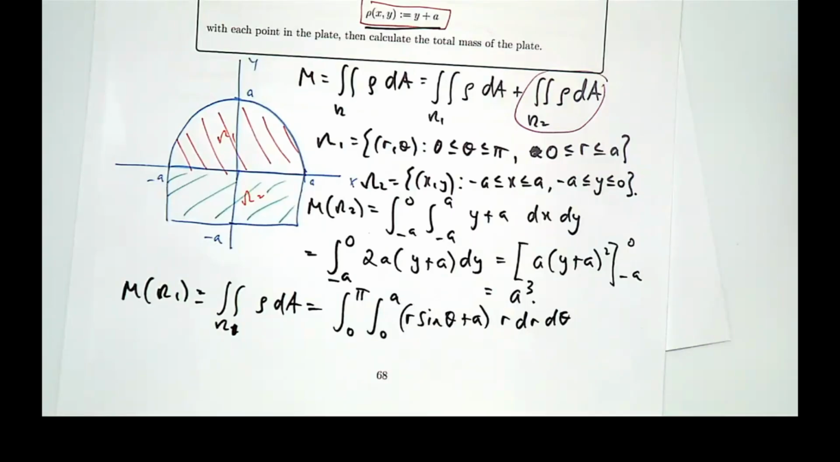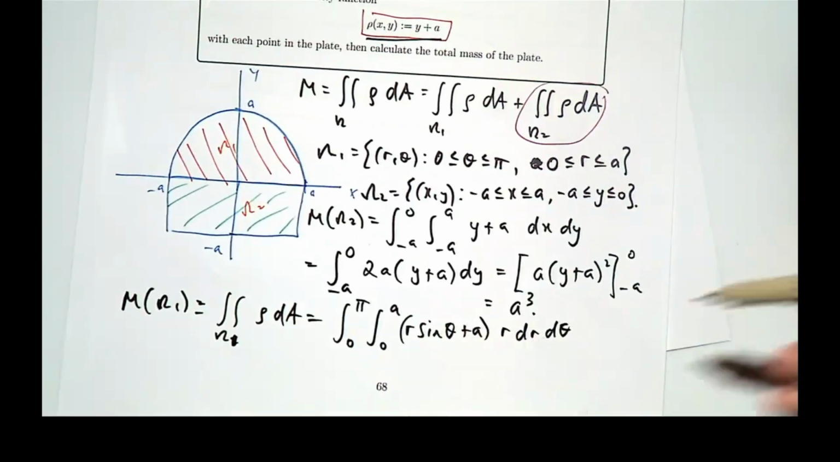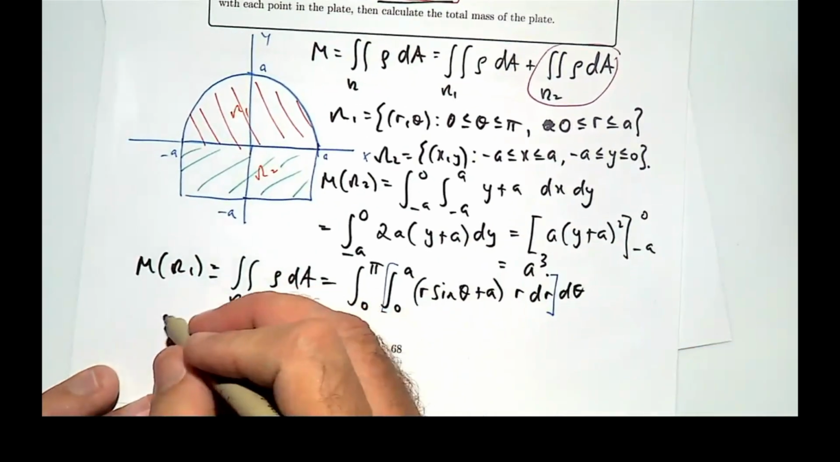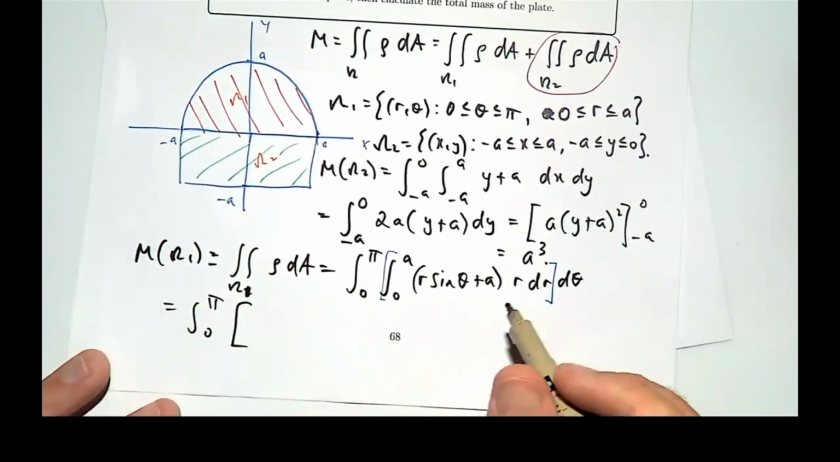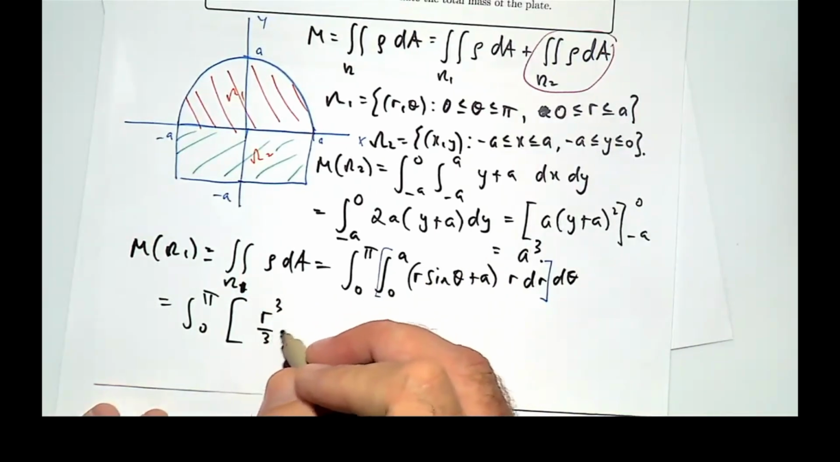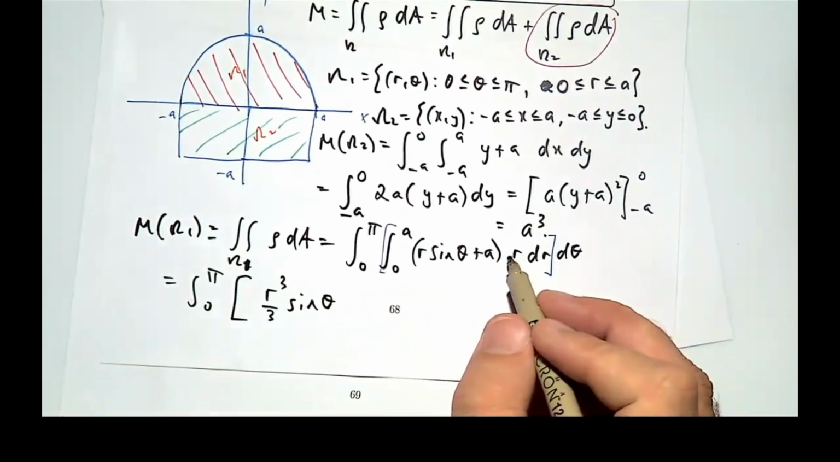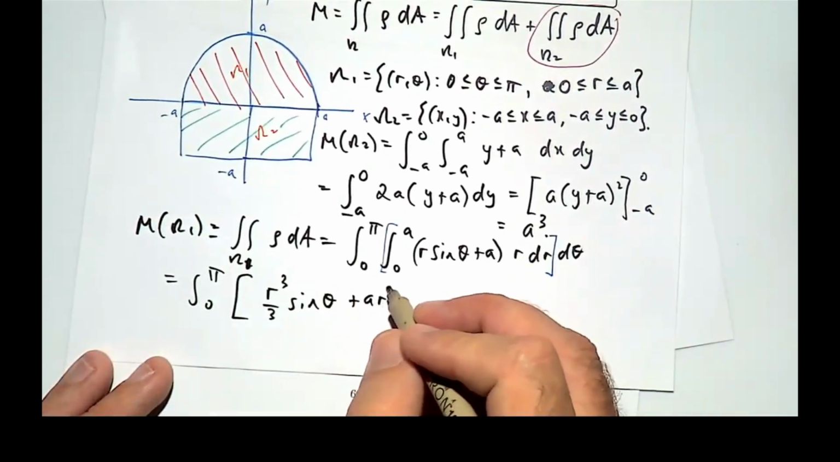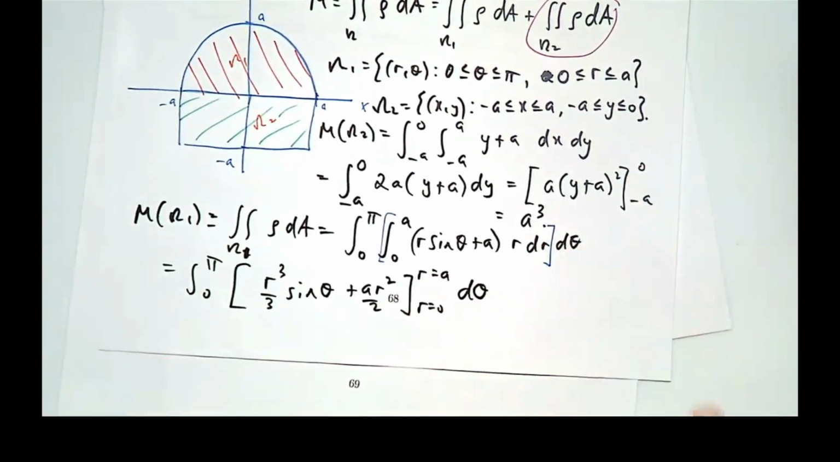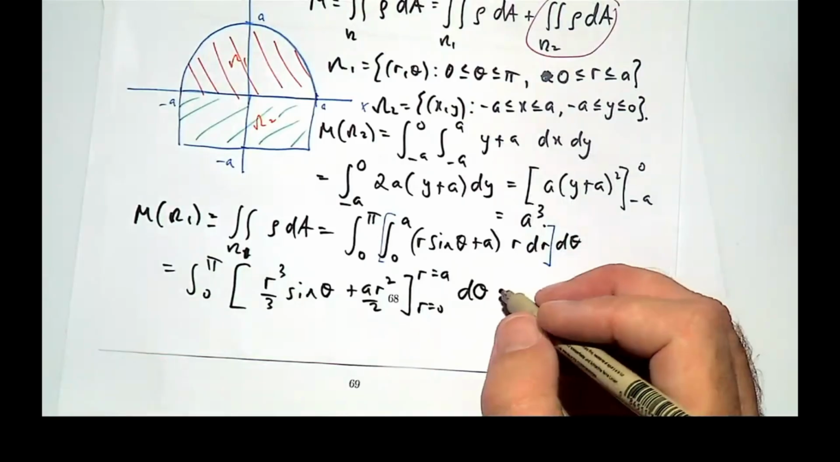All right, so let's integrate. So we're going to have an r squared and an ra, and let's do the inside integral first. So that's going to become r cubed on 3, and ar is going to become ar squared on 2. And so you put those in, and you're going to get this.